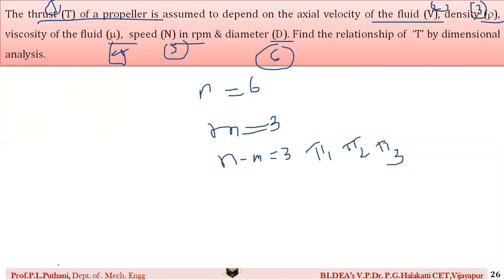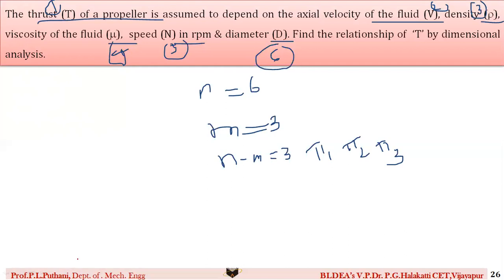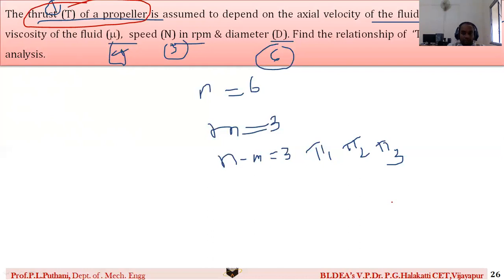Then you have to write down the repeating variables. For the repeating variables, I have told the conditions. All should be dimensionless. Second important thing is you cannot choose a dependent variable as a repeating variable, and thrust is our dependent variable here, so you cannot take it as your repeating variable. Then no repeating variables should have the same dimensions. That is not there here, no problem. And the other important thing is they should have geometric property, flow property, as well as the fluid property.